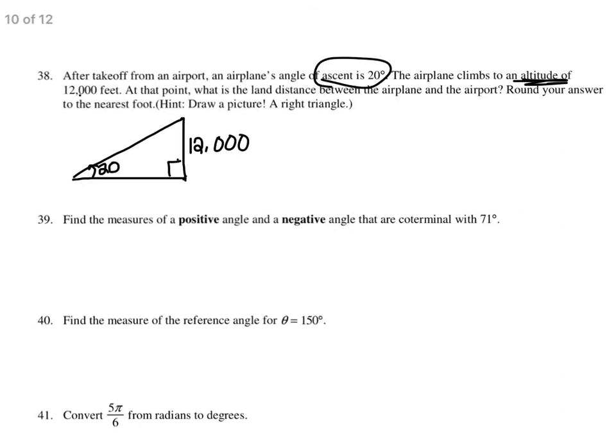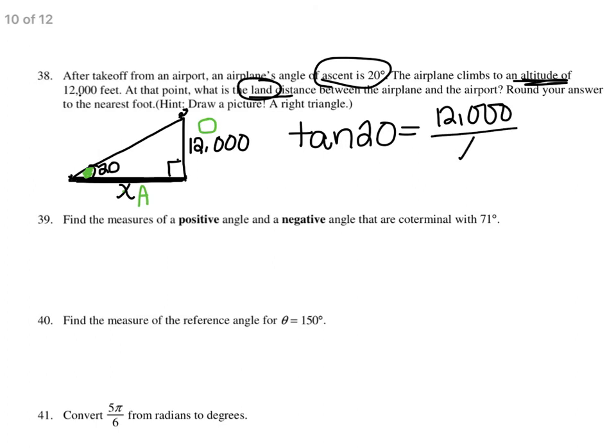At that point, it wants to know what the distance on land is between the airplane, which is right up here, and the airport, where it took off. So we're trying to figure out the distance on land. So that would be this horizontal part right here. So we label that as our x. And now we just go ahead and use SOHCAHTOA to figure out the side we're missing. Since 20 is our angle, the side right here is the opposite, and the side right here is the adjacent. Which trig function uses O and A? Tangent, because of TOA. So we have tan 20 equals the opposite side, 12,000, divided by x.